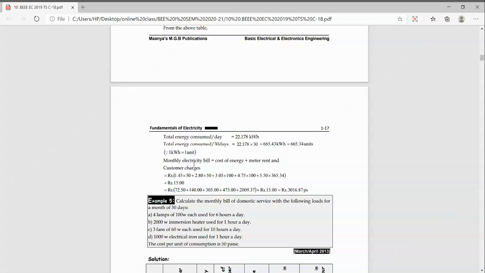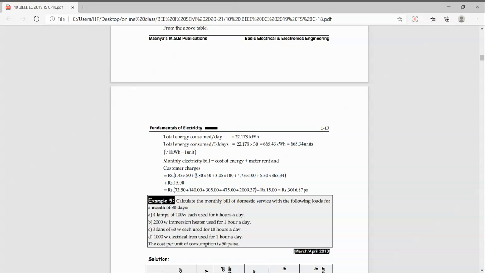So the monthly electricity bill calculation is different because depending upon the units there is a charge. Here we have to write the cost of energy plus meter rent and customer charges for calculating the monthly electrical bill. So, rupees 1.45 into 50 units. In total we got 665.34 units. So for the first 50 units, it is 1.45.